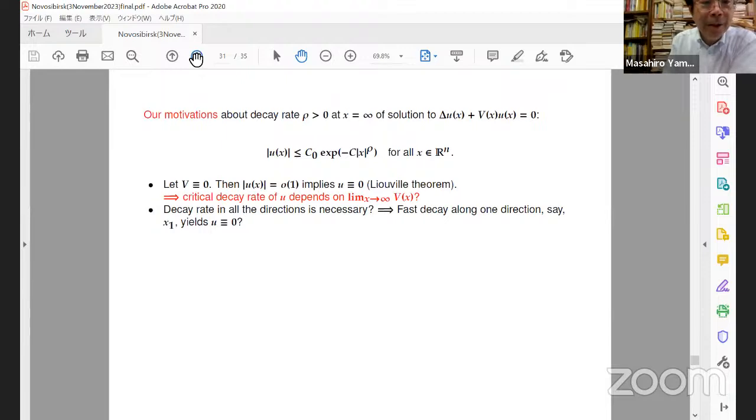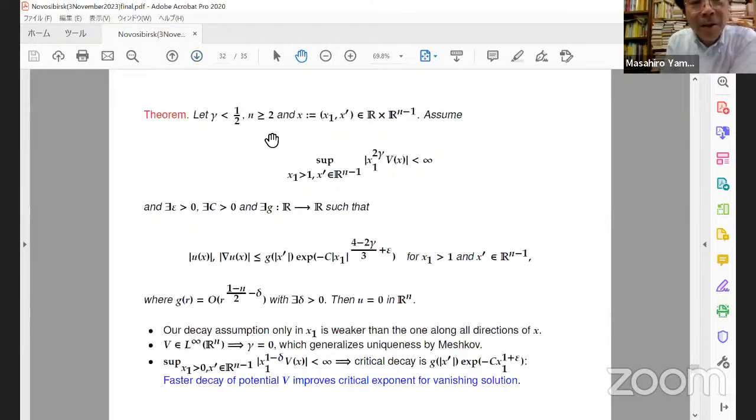Then the answer is as follows. In a sense, yes. Gamma is a parameter smaller than 1/2, and n is the dimension. Because we consider one direction, the one-dimensional case is not new, therefore the dimension is greater than or equal to 2, and we decompose the first component and the other components. Then we will make this assumption for the potential V(x).